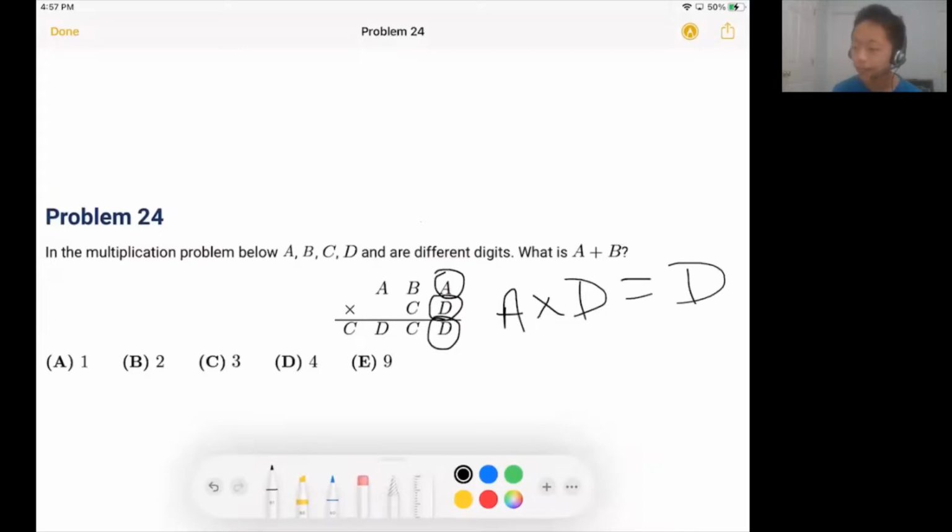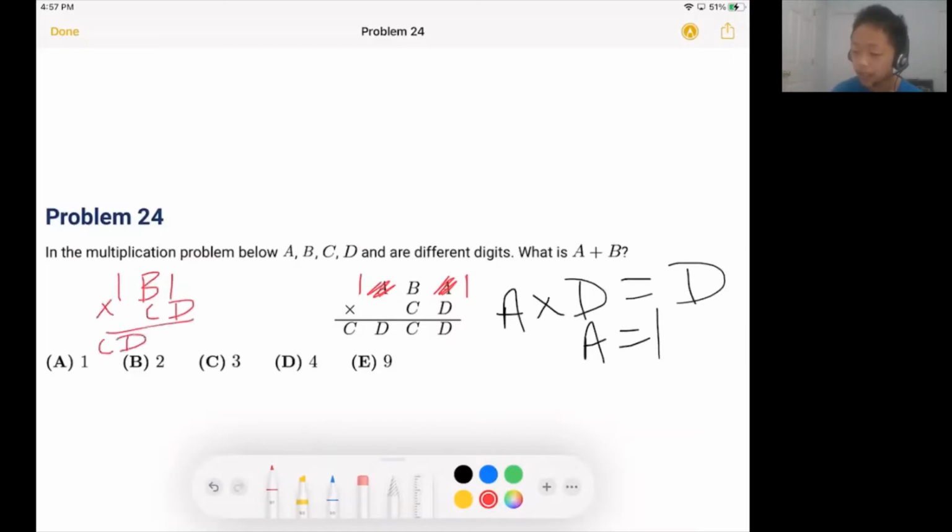So clearly we immediately get that A equals 1, right? That makes sense, because we do D times 1 and we get D, which is this units digit here, which is good. So if A is 1, then this A here is also 1. So we have 1B1 times CD has to equal CD.